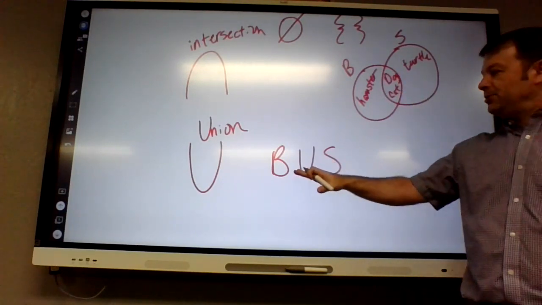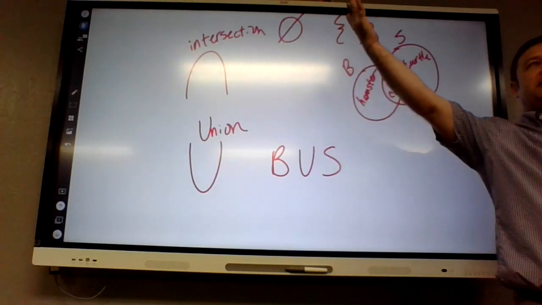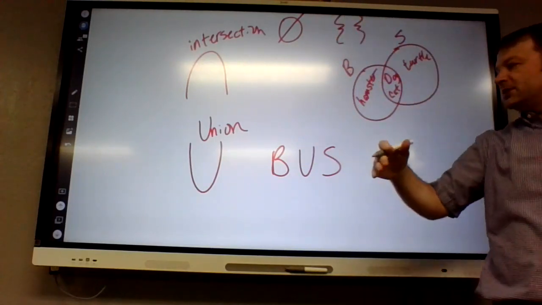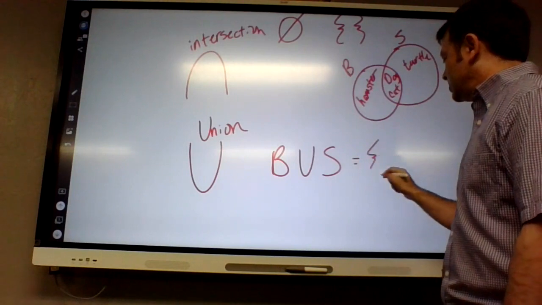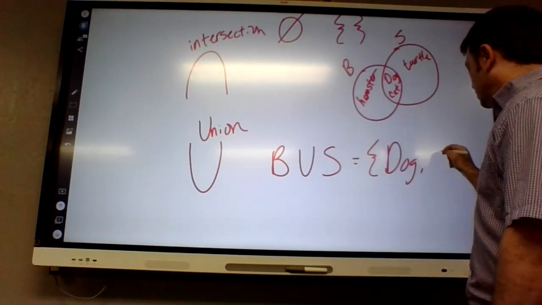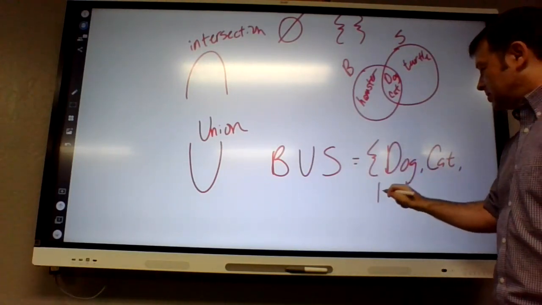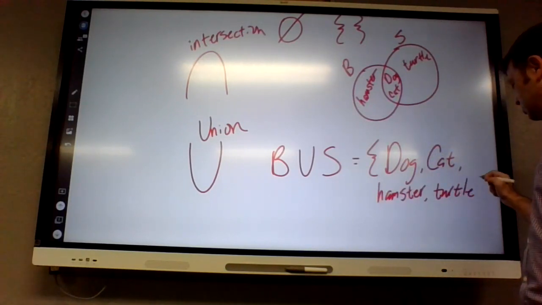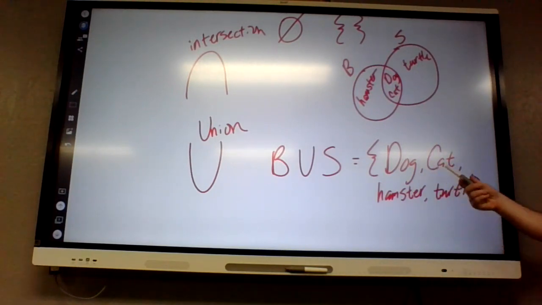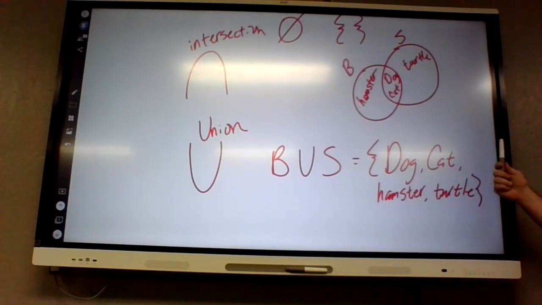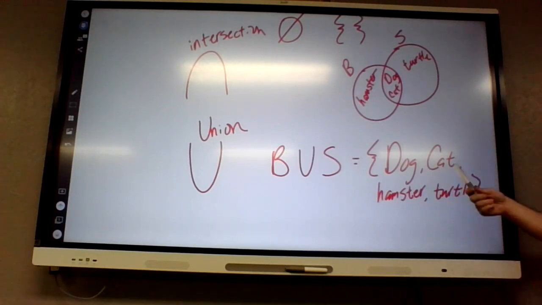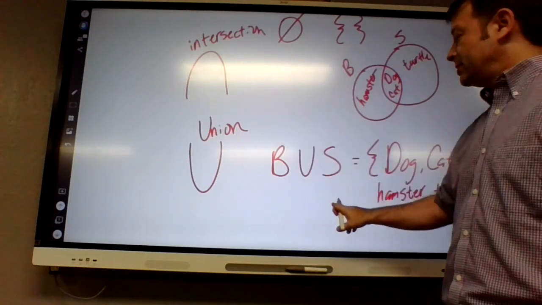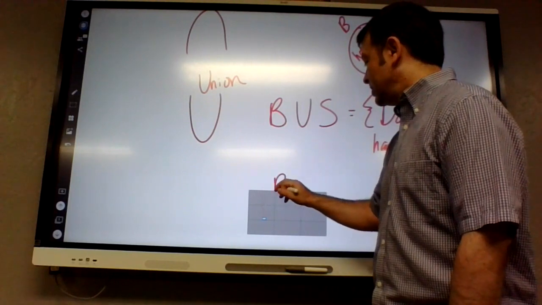So if you're doing a union, it's like open arms. Everybody comes in. So this set would be dog, cat, hamster, turtle. Okay, notice I didn't write dog and cat twice. Dog is included, cat included, hamster included, turtle included. So everybody's invited. Got it? That's a union. But what if I did an intersection?